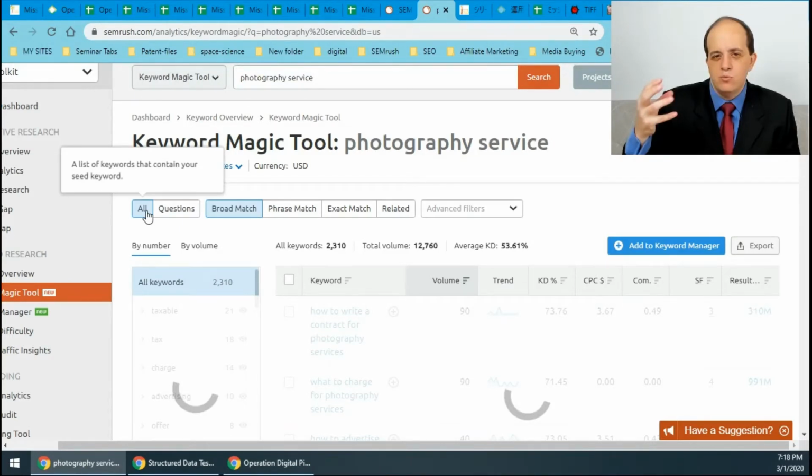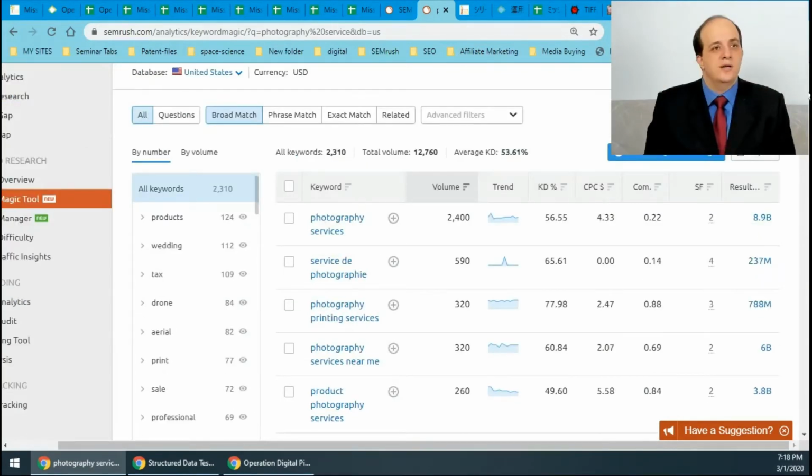My goodness, this is taking a long time to load. There it is. Okay. I don't know why it's in French. Okay, there it is. Photography services, 2,400 searches per month. Keyword density, keyword difficulty, CPC. That's the competitor that we were talking about earlier, and so on and so forth.